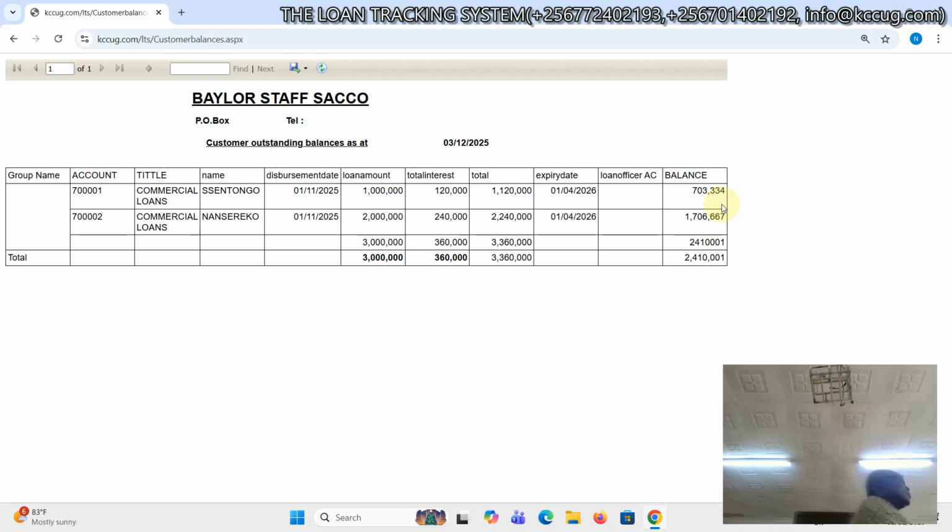So according to your policy, you say if he has the 703, he should pay it to us, and that is all. And we are now going to make this Sentongo pay the 703,330 so that his account comes to zero. Let us assume that he has come, and our idea is for him to apply for another loan. This is what we are trying to follow. Do you have a question?